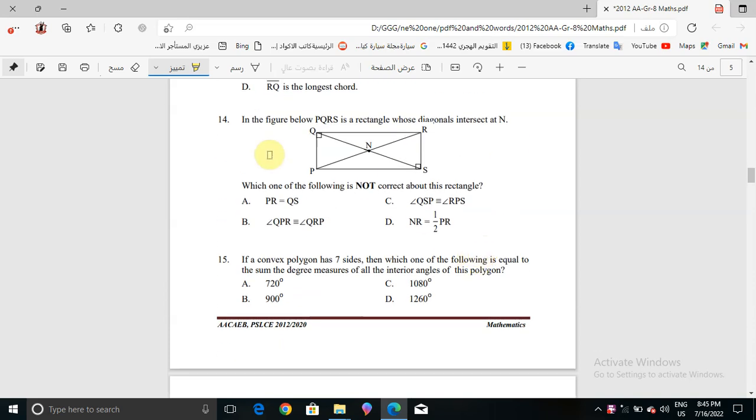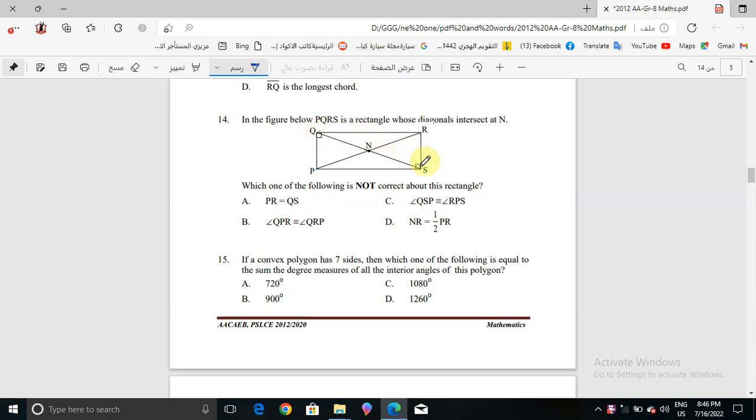Now question number 14. In the figure below, PQRS is a rectangle whose diagonals intersect at N. Which one of the following is not correct about this rectangle? We have PR is equal to QS, or the angle QPR is congruent to angle QRP, or the angle QSP is congruent to angle RPS, or NR is equal to 1 over 2 PR. Let's see together here. PR is equal to QS.